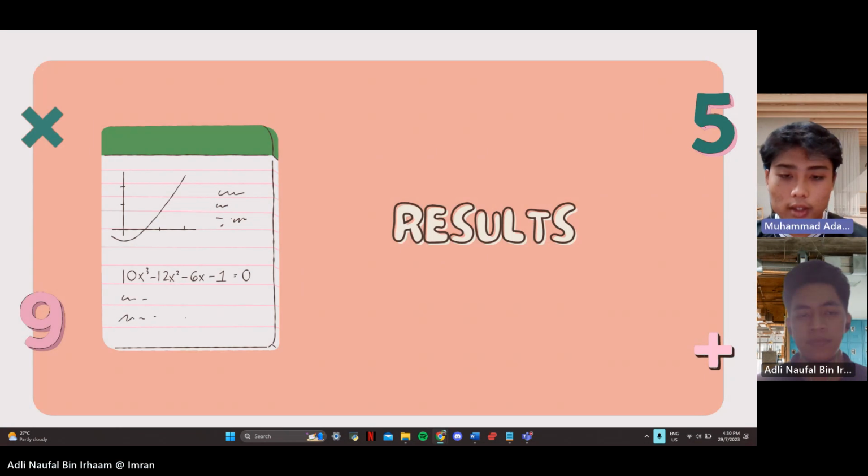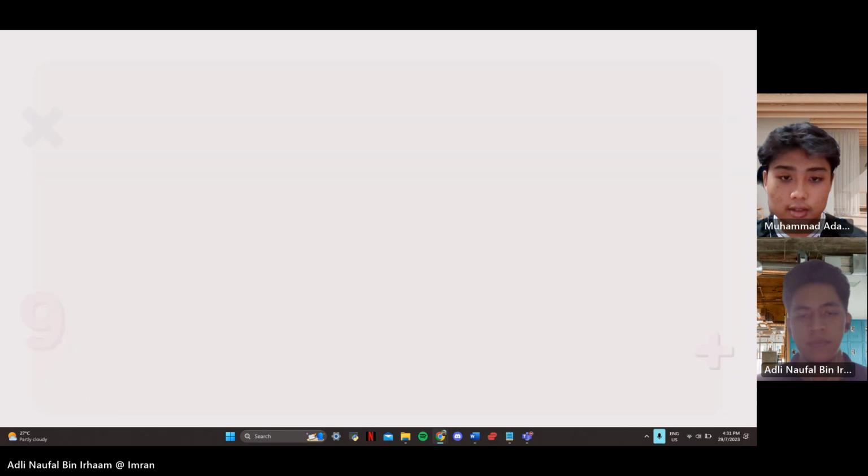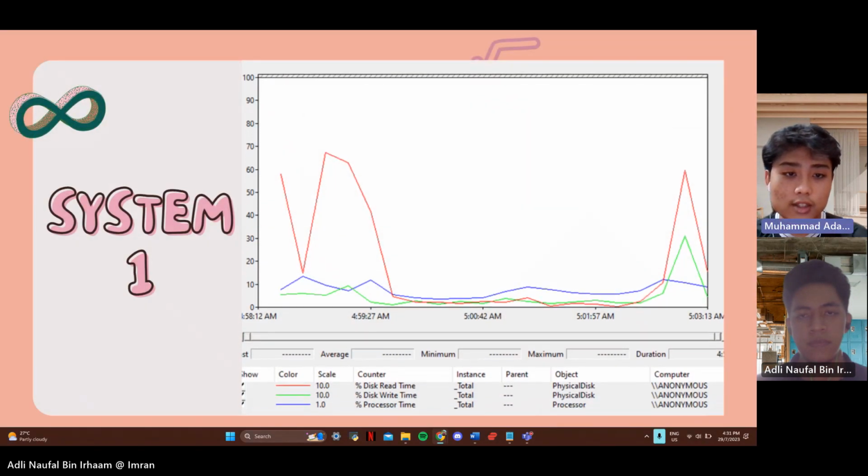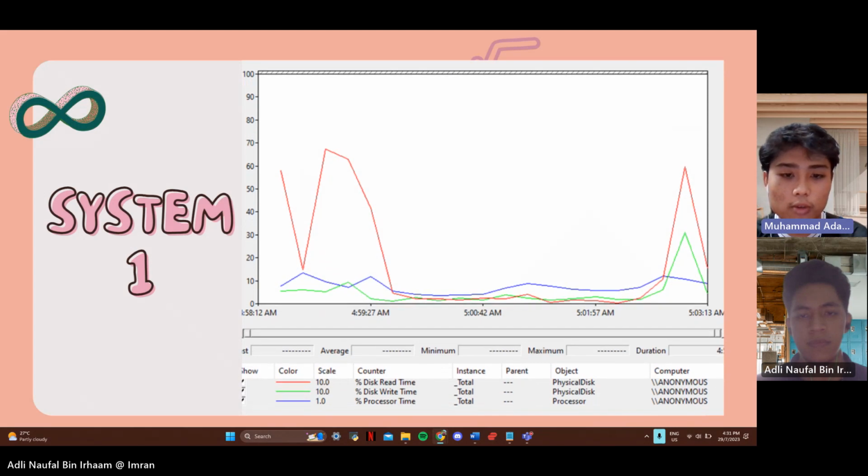Okay, so now I will be continuing with the results part. This is the result obtained for result 1 by using the performance monitor. As you can see here, this is a line graph that visualizes three different performance metrics, which are read time, write time, and processor time. They are separated into three colors, where read time is in red lines, write time is in green lines, and processor time is in blue lines.